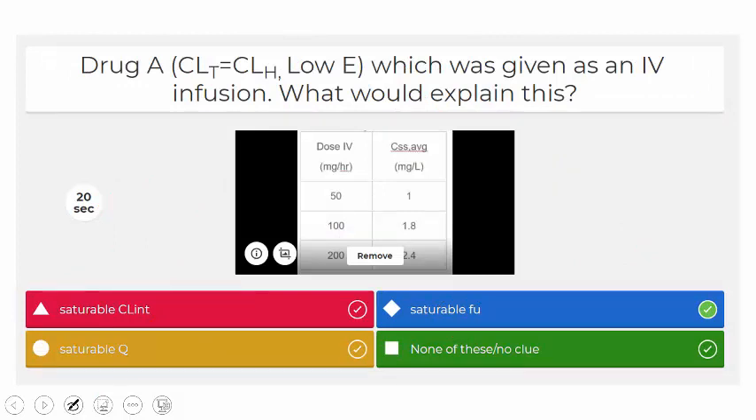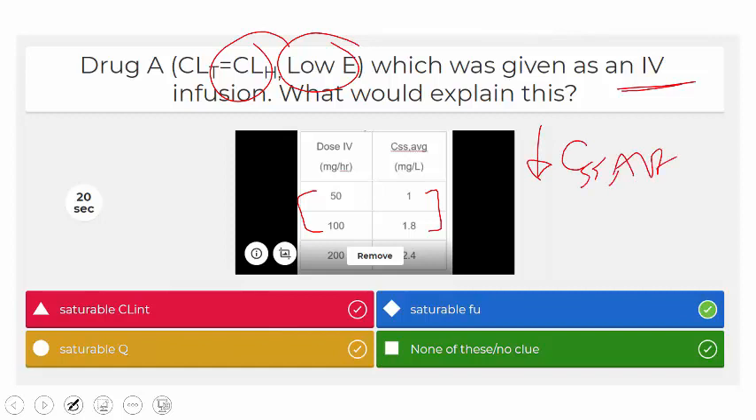Drug A, again, is cleared by the liver, and a low E drug, which was given IV, so we don't have to worry about bioavailability. What would explain this? Okay, so we're going from 50 to 100, and this should go 1 to 2. So we have a decrease in the expected CSS average, don't we? So what would cause that? We don't have to worry about bioavailability. Dose rate we're controlling, so it's about clearance.